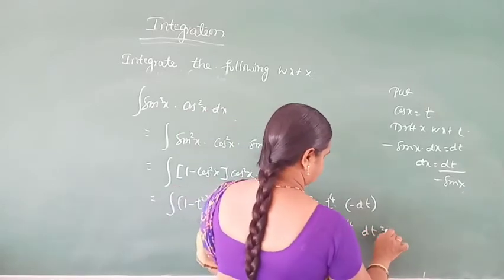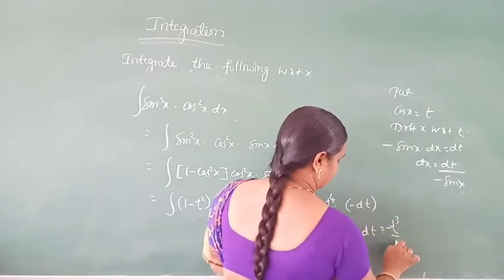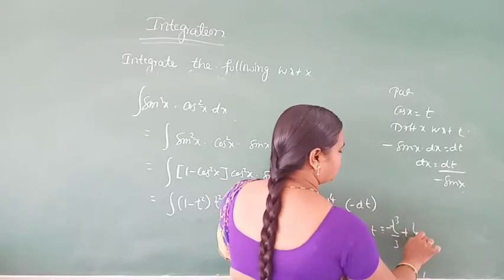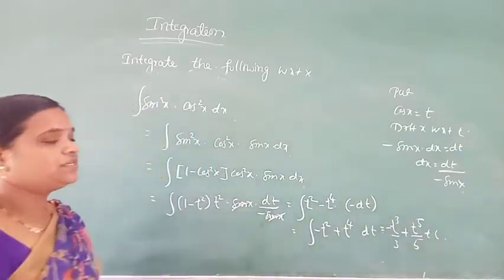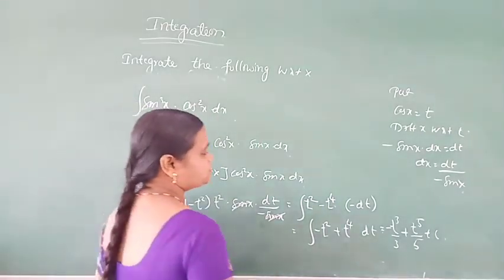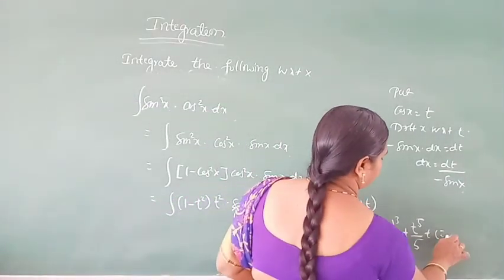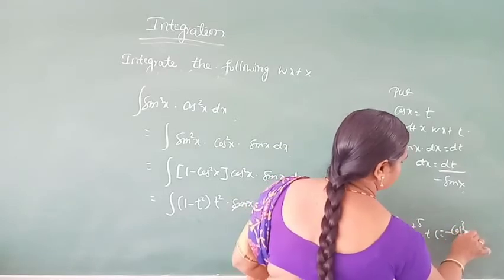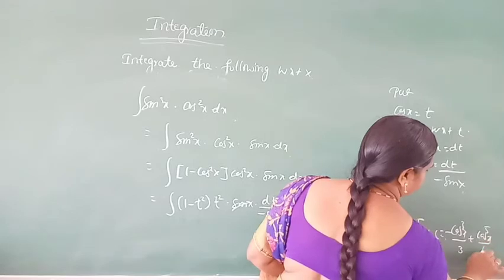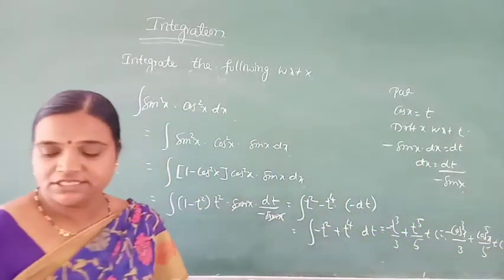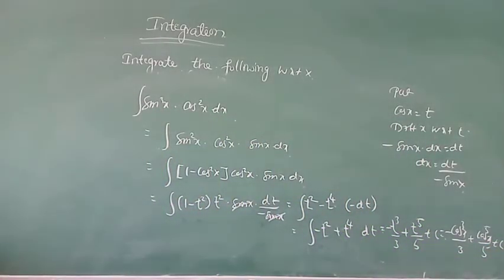We get minus t cube by 3 plus t to the power 4 integration is t to the power 5 by 5 plus c. Okay, then t, replace t as what? Cos x. We get minus cos cube x by 3 plus cos to the power 5 x by 5 plus c. This is how we can do the example.